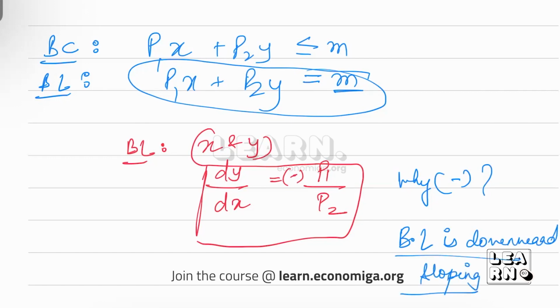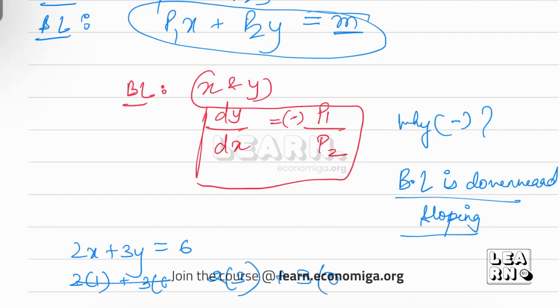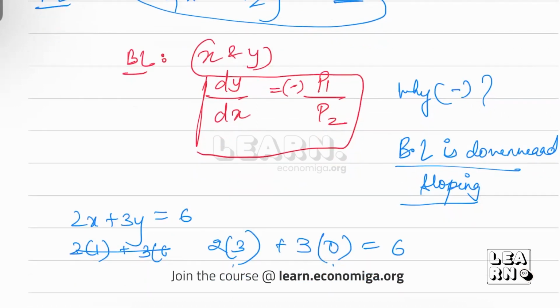Right? It is downward sloping. Generally, straight lines have negative slope if they are downward sloping. But economic logic is also accompanied here. If you had 2x plus 3y equal to 6, and I had initially been consuming, say, 3 units of X and 0 units of Y, right? This is what I was consuming.